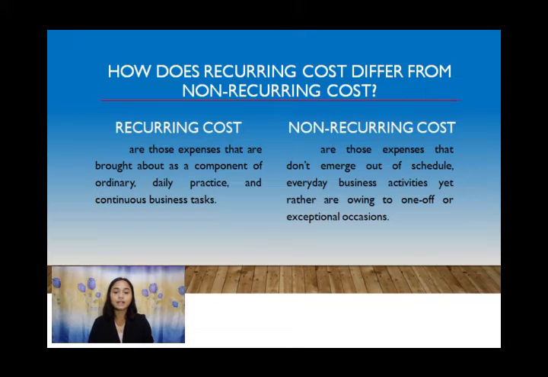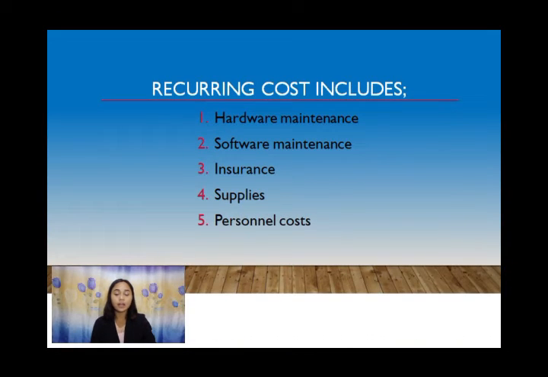Both recurring and non-recurring costs sway the capital as well as the benefit of a business entity. Since recurring costs sway benefit year on year, they should be investigated, observed, and controlled to guarantee that they are within the planned sums. Now, what is included in a recurring cost? Recurring cost includes hardware maintenance, software maintenance, insurance, supplies, and personnel costs.